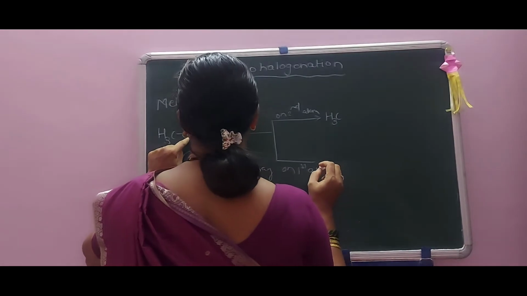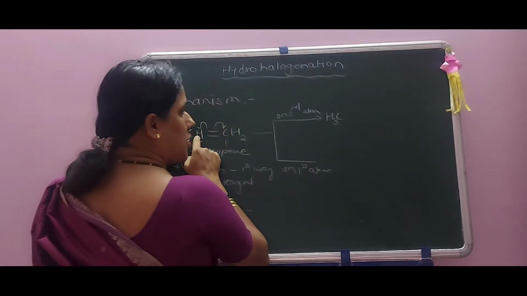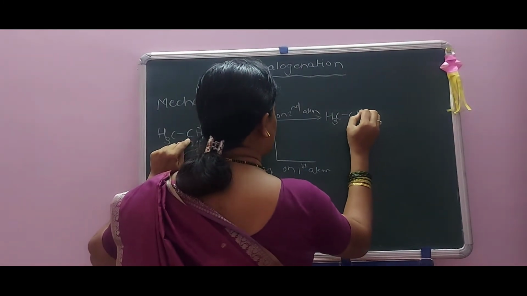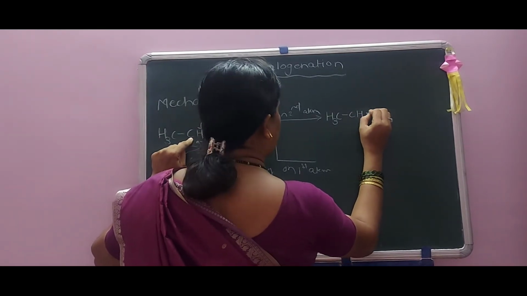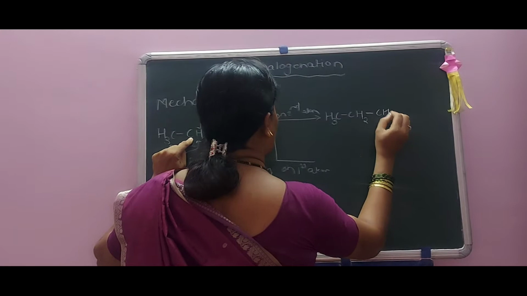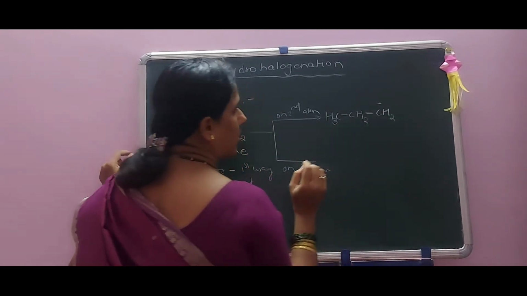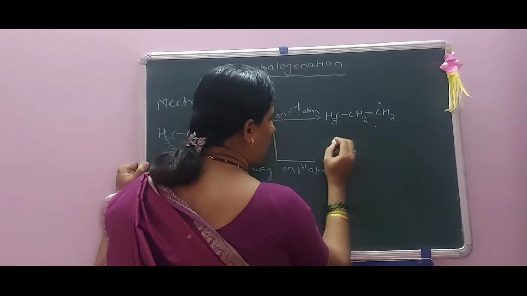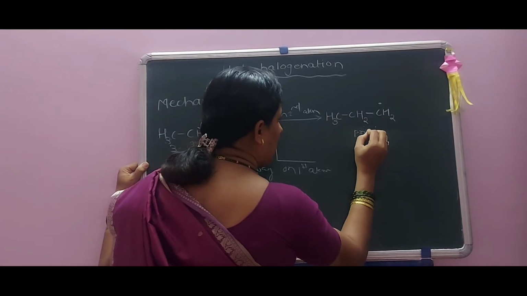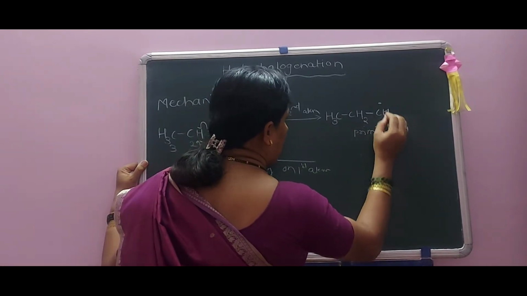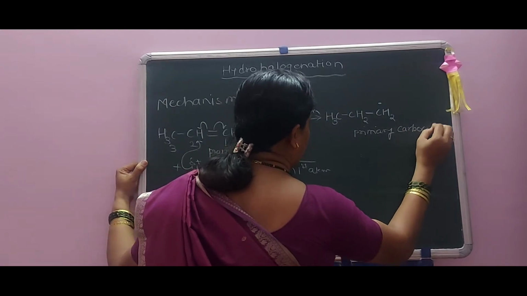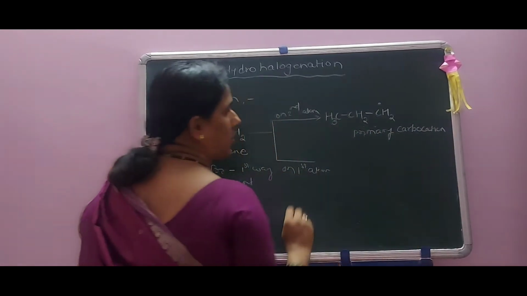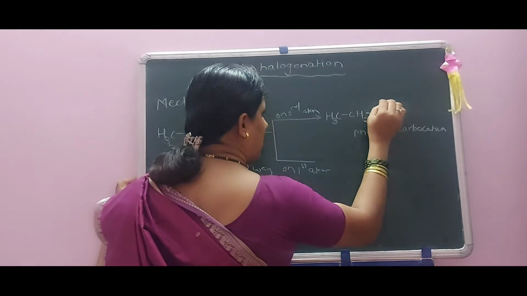Now what happens here? We have to attach the H here. That is CH3-CH, with the attachment of H here, and CH2 here. Here there is a radical. Therefore, what is this called? This is a primary carbocation. The electron remains here.